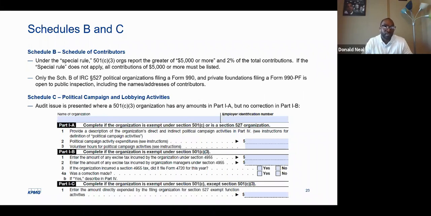The other thing to note on the Schedule B is if you fall under Internal Revenue Code Section 527, which is a political organization, filing a Form 990, and a private foundation filing a Form 990 is open to public inspection, so including names, addresses, and contributors. When we get to Schedule C, as I mentioned earlier, if it comes to political campaign and lobbying, the IRS does have really, really strict rules in regards to this.